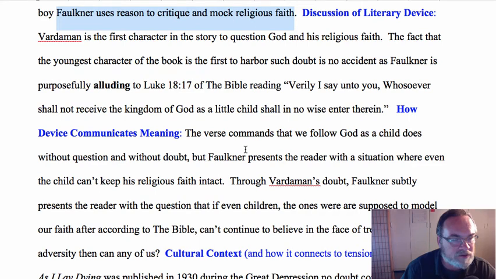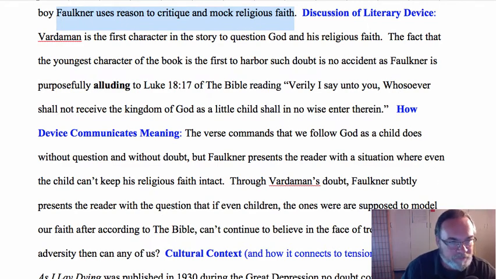In this beautiful sentence where it says, the verse commands that we follow God, but Faulkner presents the reader with a situation where even the child can't keep his religious faith intact. Through Vardaman's doubt, Faulkner subtly presents the reader with the question that if even the children, the ones who are supposed to model our faith according to the Bible, can't continue to believe in the face of tremendous adversity, then can any of us? It's really a wonderful analysis of the way that allusion creates meaning, the way that allusion contributes to Faulkner's critique of religious faith. Notice how we can take the interpretation of meaning back to the tension.